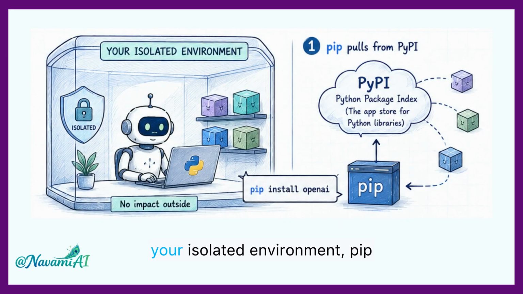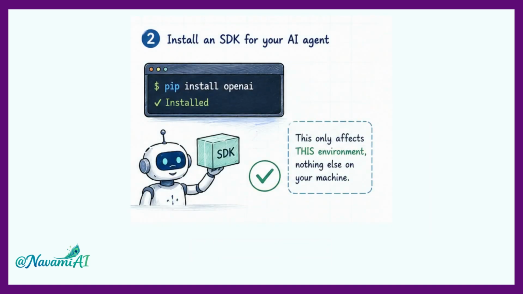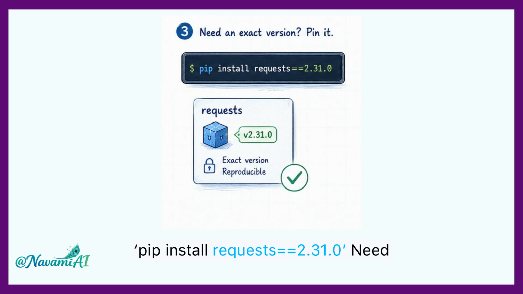Now that you're inside your isolated environment, pip is your package installer. It pulls from PyPI, the Python package index, basically the app store for Python libraries. pip install openai, installing an SDK for your AI agent. This only affects this environment, nothing else on your machine. pip install requests==31.0. Need an exact version? Pin it like this.